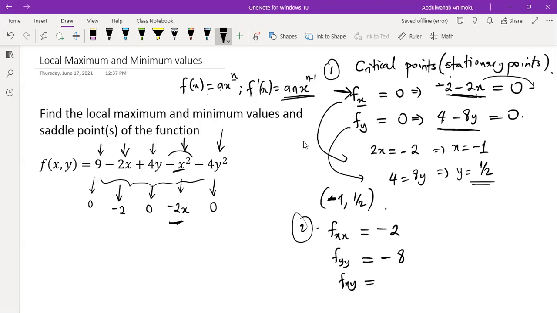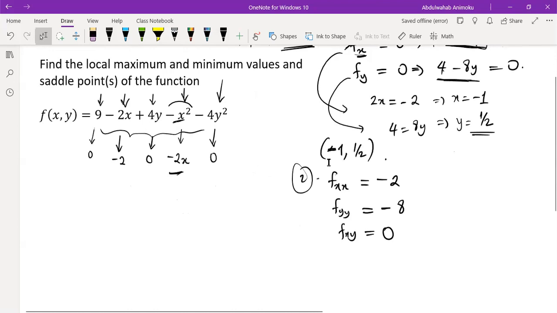And what about fxy? We could use this fx. Then now we have to differentiate this with respect to y. As you can see, there is no y here, so this will give us 0. Okay. Now we have these second partial derivatives. Okay. Now from here, what's the third step?